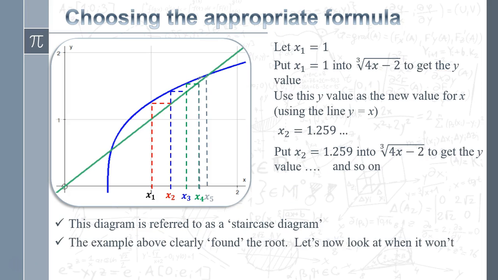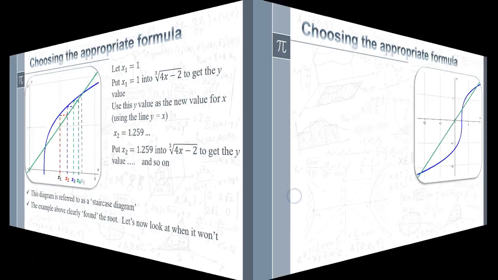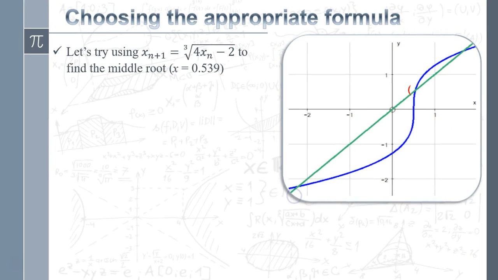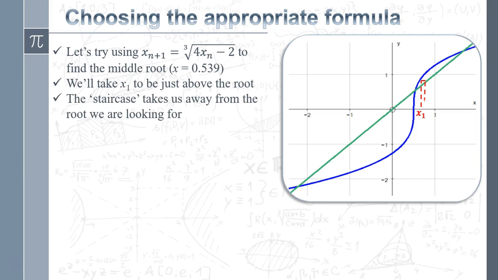Now, that's an example where the root was found. Let's have a look at when it won't find the root. And so let's have a look and see, there's our curve. Let's see if we can find that middle root, the one we know we're going to be unsuccessful with, but let's just have a look at what happens. So if we start just above the root, that's basically what we had before from the previous slide. Our staircase takes us away from the direction we wanted to go. We wanted to find this root here, but our staircase has moved us up to this one.